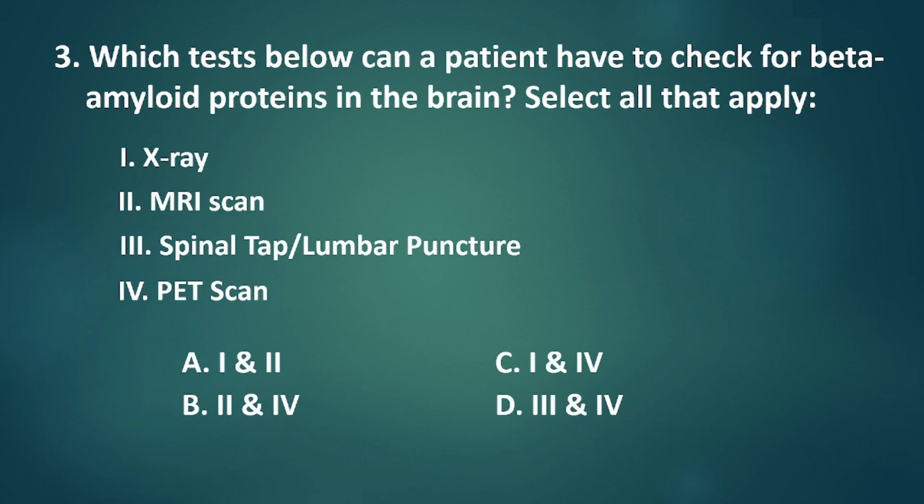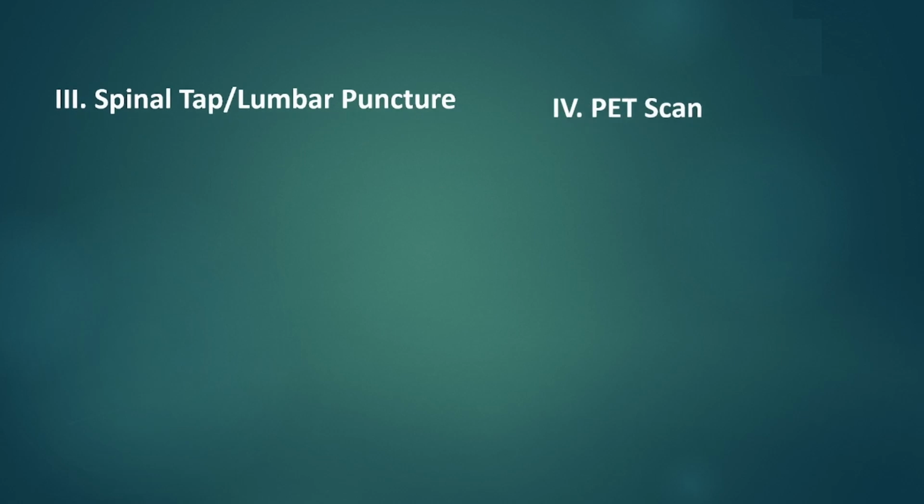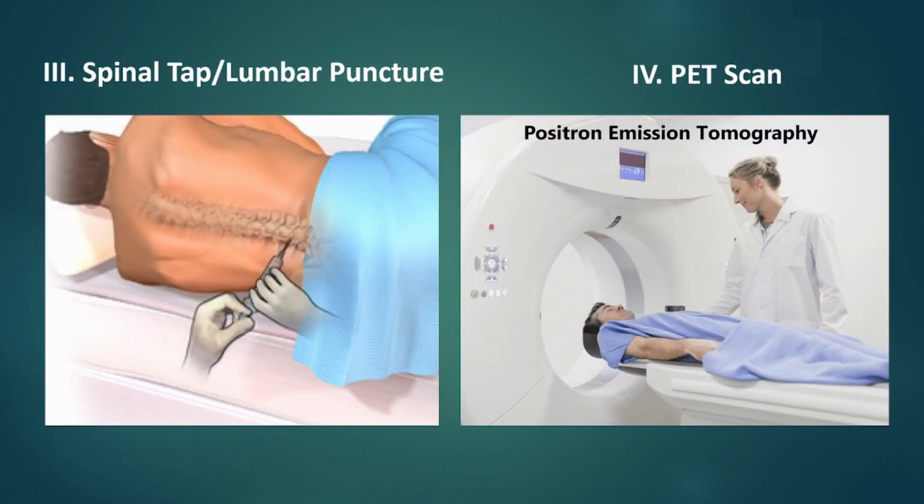The correct answer is letter D, 3 and 4. A test that measures amyloid levels in cerebrospinal fluid can accurately identify most patients with Alzheimer's disease. Positron emission tomography, also known as PET scans, are used to measure the buildup of abnormal amyloid protein in the brain, which is one of the key hallmarks of Alzheimer's disease.